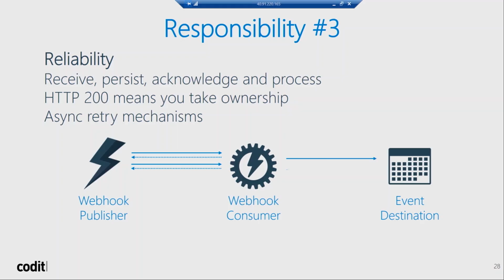Reliability is very important, and I always stress on this. If you want to consume webhooks, the right thing to do is receive the webhook, persist it for reliability, acknowledge it, and then process it to your backend system. Don't start processing it in your synchronous call, because then the webhook publisher will time out and so on. So persist it and make sure that you have retry capabilities towards your backend system.